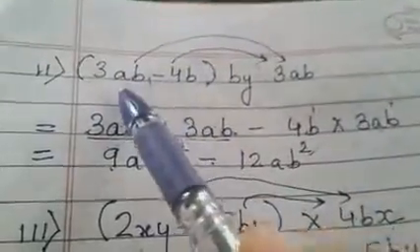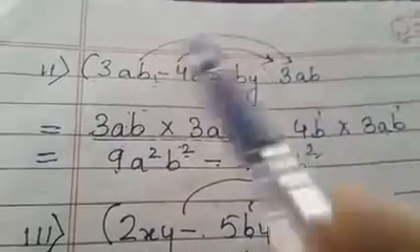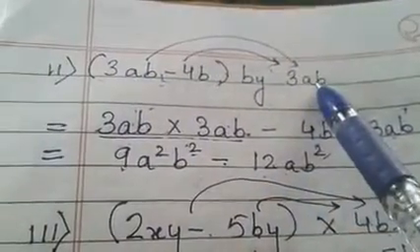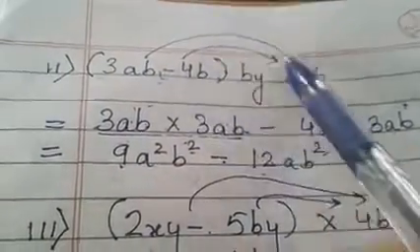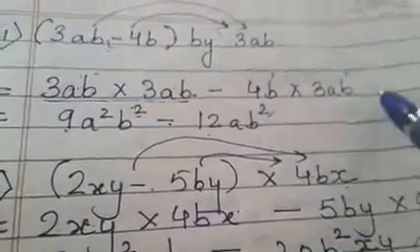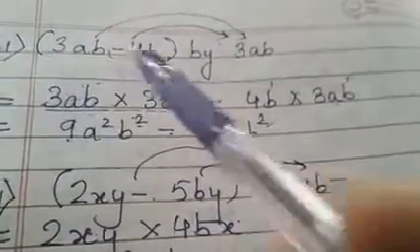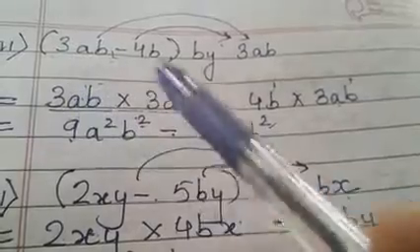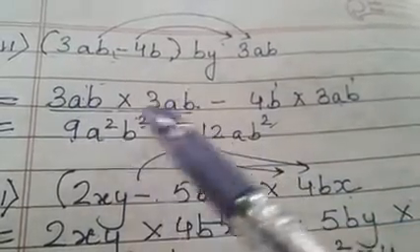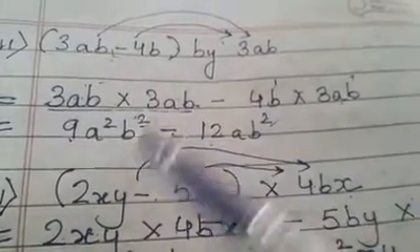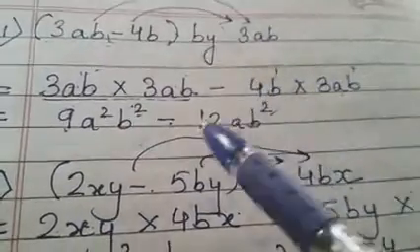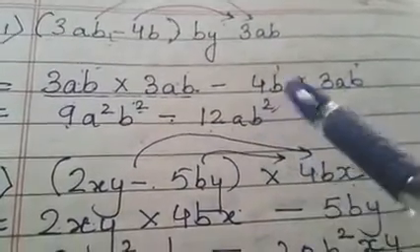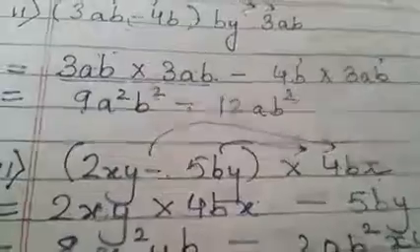Second one, you can see 3ab minus 4b by 3ab. So 3ab multiplied by 3ab minus 4b multiplied by 3ab. Same way I have written it here. Now 3 threes are 9. A into a square, 1 plus 1 is 2. B into b square, minus 4 threes are 12. B into b square.